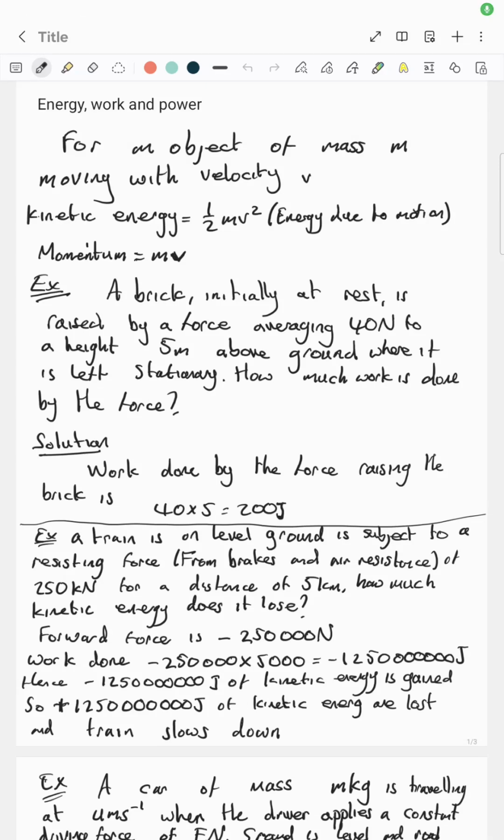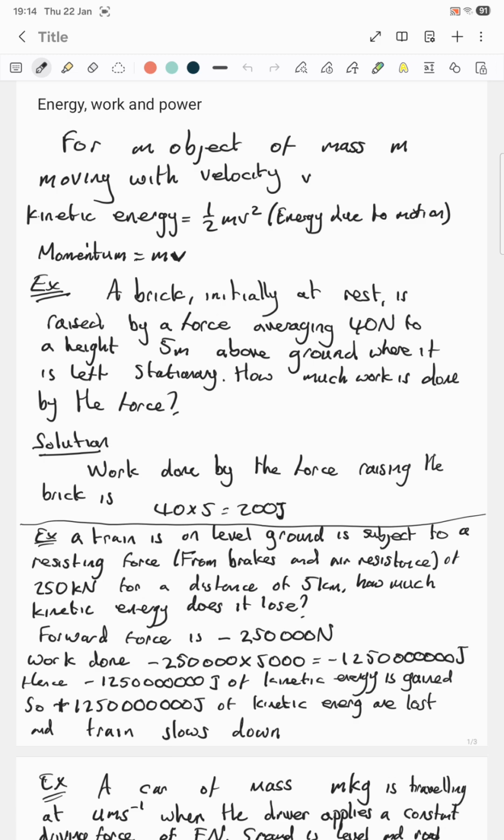Let's delve a little into energy, work and power. For an object of mass m moving with velocity v, the kinetic energy we know equals 1/2 mv squared, and this is energy due to its motion. So momentum is mv. And now here's an example.